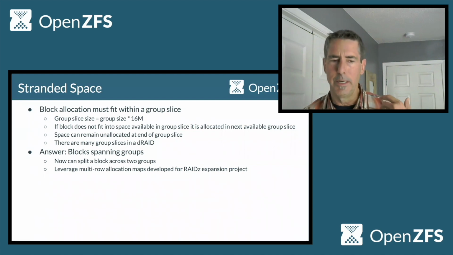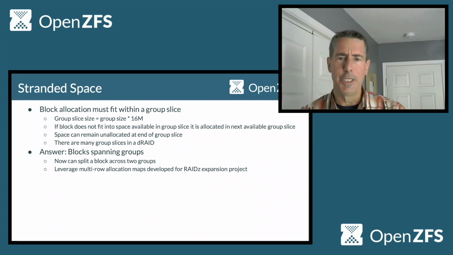Now, in theory, you could eventually use that space with smaller block allocations, but it was an awkward model where you could end up with, particularly in environments where you're doing a lot of large block allocations, which is what is typical in a dRAID configuration, a lot of these small chunks of space, which you're never going to really make use of. And given that there are a large number of rows in a large configuration with multiple drives and large drives, that could be a problem. So the answer we came up with here was to leverage the multi-row allocation maps that were developed for the RAID-Z expansion project.